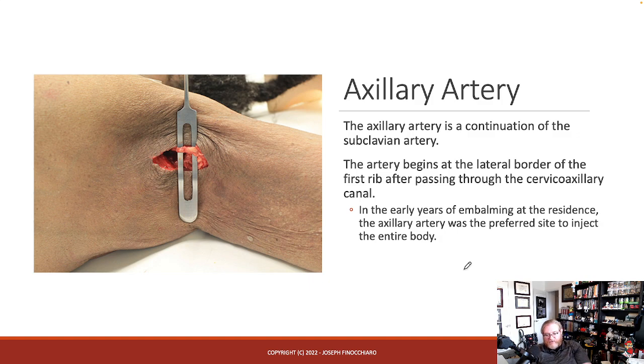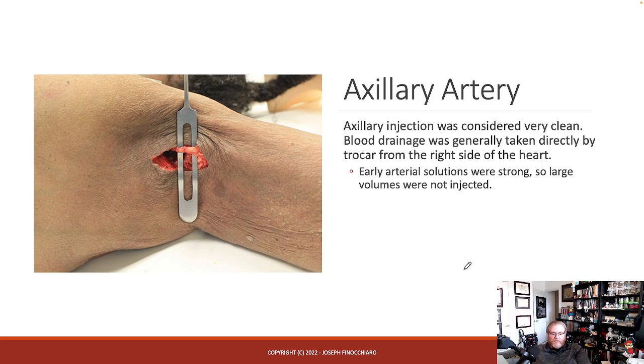There's your axillary artery. You can see it's fairly small. It's a continuation on both sides of your torso of the subclavian. The artery begins at the lateral border of the first rib, passing through the cervico-axillary canal. We learned that in the last chapter. And in the early years of embalming, this is what they used. This is the historical artery that was used by embalmers in the Civil War, the 1800s, because when they were done, you wouldn't even know that the cut was made. Axillary injection was considered very clean.